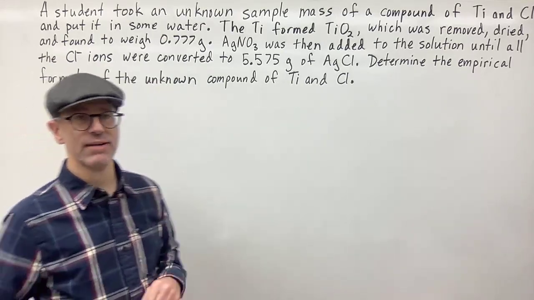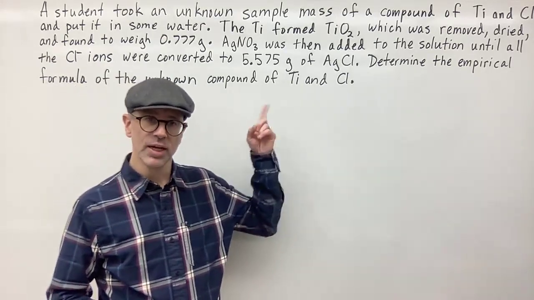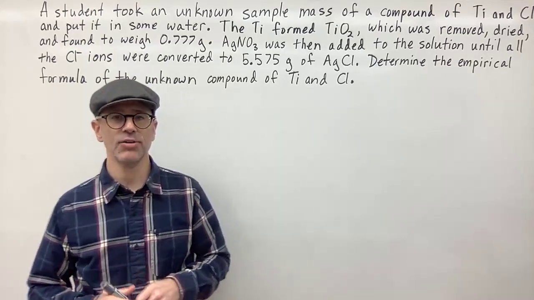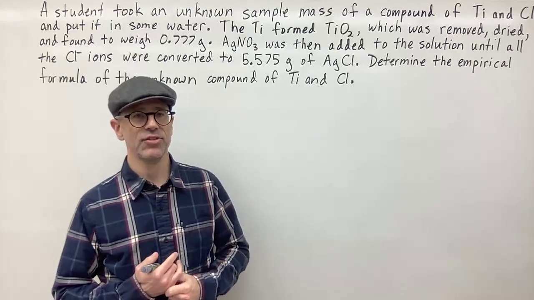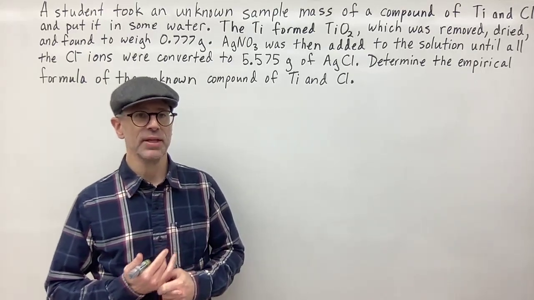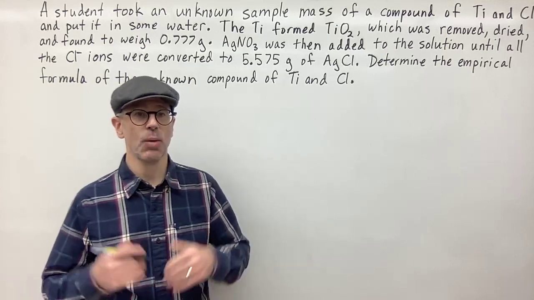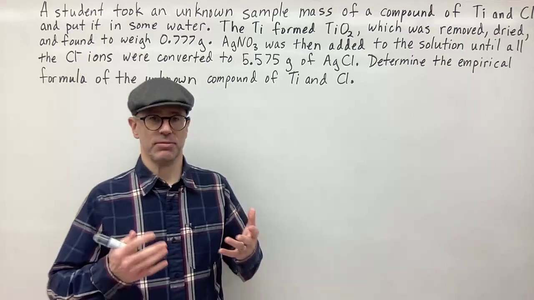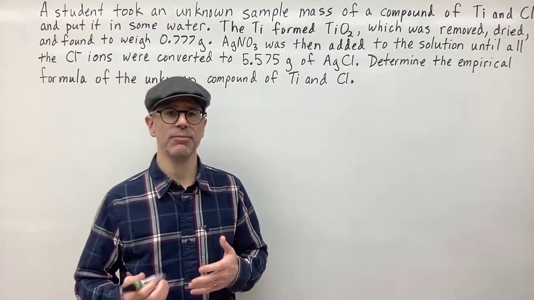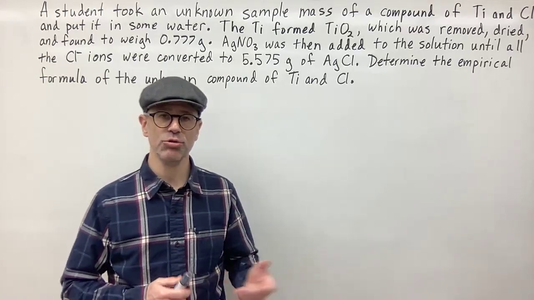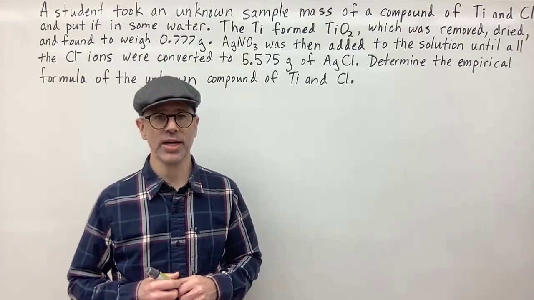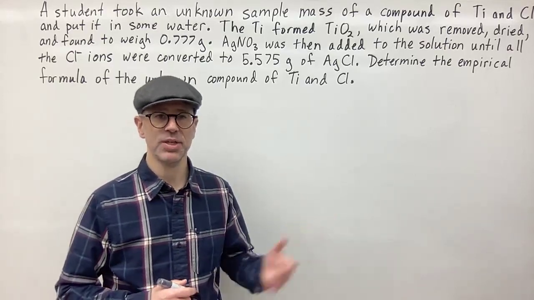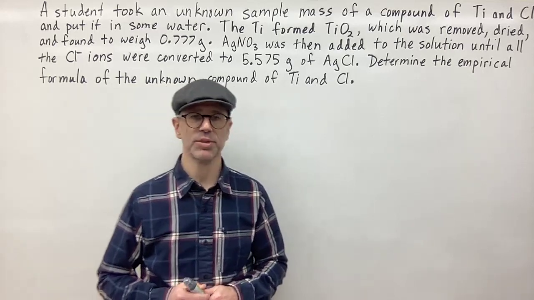Okay, so you have a student. The student takes an unknown sample mass of a compound, and we know that it has Ti and Cl, titanium and chlorine, and they put it in some water, right? So they put it in water, and what happens? They tell us that the titanium formed TiO2, which is titanium 4 oxide, which was removed, dried, and they found the mass of it to be 0.777 grams.